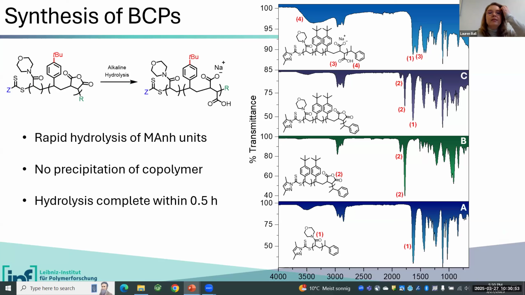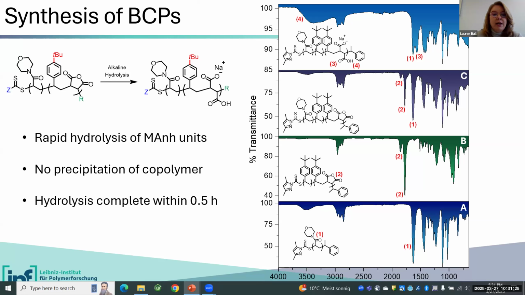So once you have your amphiphilic block copolymer, hydrolysis of the copolymer is quite facile, and it's actually a much nicer hydrolysis procedure compared to the hydrolysis of just SMA type copolymers. As you know, when you add these copolymers to a basic solution, immediately the polymer precipitates until it is fully hydrolyzed.